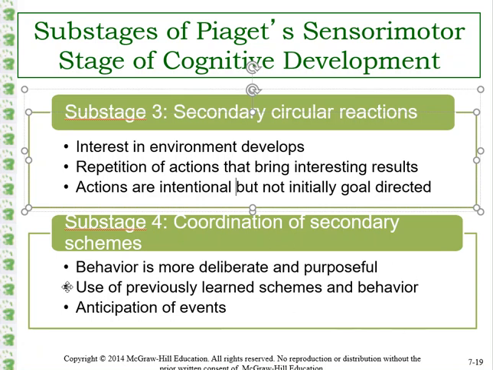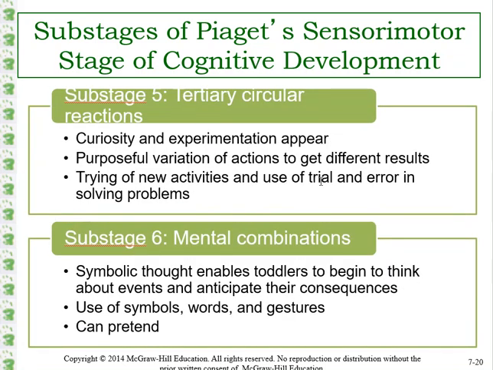So it's a higher level order of thinking if you think about it, when a child's able to perceive something and have some type of expectation to that. Okay. Next we have substage 6, right over here.